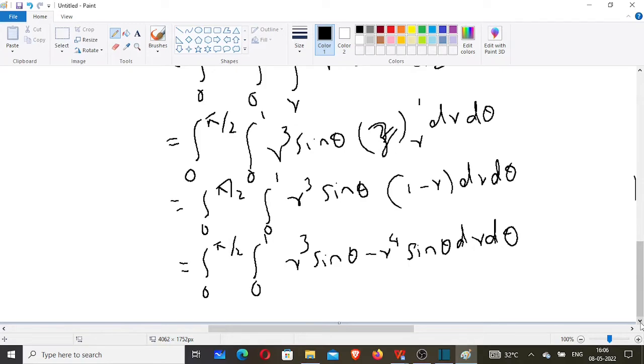which is equal to integral 0 to pi by 2, integral 0 to 1, r cube sin theta. When we substitute 1 and r, it becomes 1 minus r dr d theta. We can multiply the 1 minus r to r cube sin theta. So the integral becomes integral 0 to pi by 2, integral 0 to 1, r cube sin theta minus r raised to 4 sin theta dr d theta.